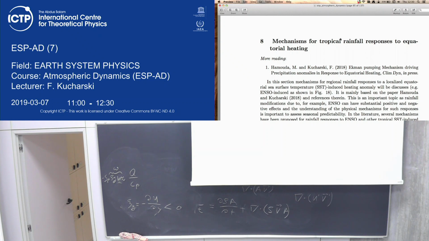So we will make use of this Ekman pumping mechanism that we have assessed today, and discuss some other possible mechanisms of remote adjustment, rainfall adjustments to a localized heating or rainfall anomaly, which we could think of as an El Nino-induced anomaly, or could be any other tropical SST-induced anomaly. We want to understand what the rainfall adjustments are likely to be in the tropical regions. We could also think of what is happening in the extratropical regions. Could be a good exercise to think of how rainfall can be adjusted there.